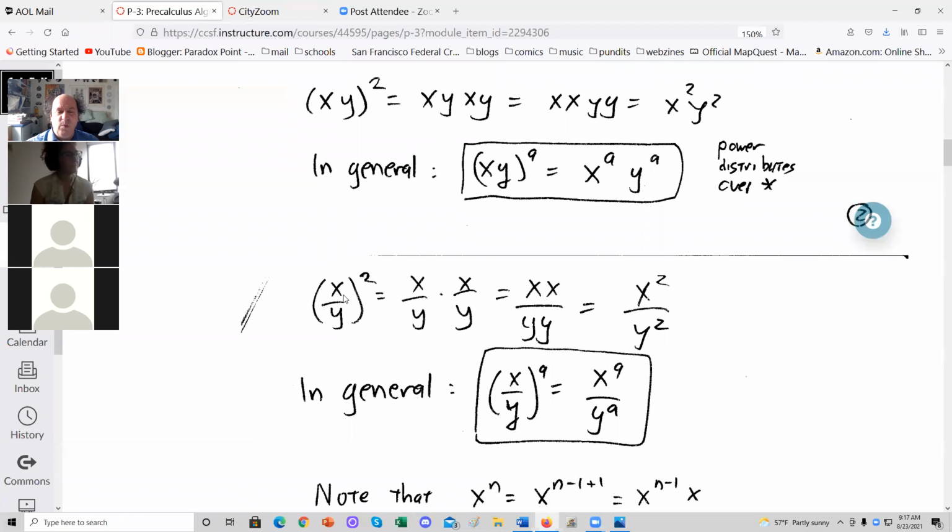Here we have x over y to the second. So we're just taking a power of a ratio. And that's x over y times x over y. That's xx over yy, x to the second over y to the second. So here the second power distributes over a ratio.